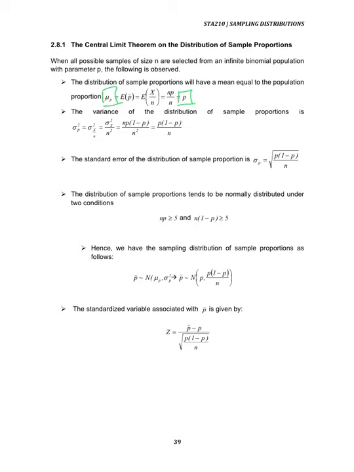The variance of the distribution of the sample proportion, sigma squared P hat, will be equivalent to P times 1 minus P over n. This is just the proof, but what is important is the end result: the variance equals P times 1 minus P over n. And then the standard error of the distribution of sample proportion, we just take the square root of the variance of the sample proportion.